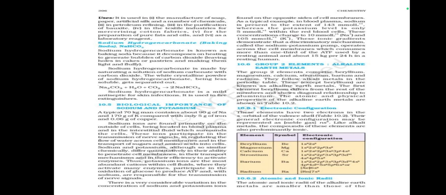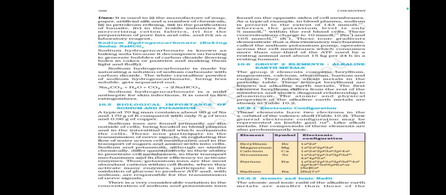These ionic gradients demonstrate that a discriminatory mechanism called the sodium potassium pump operates across the cell membranes, which consumes more than one third of the ATP used by the resting animal, and about 15 kilogram per 24 hours in the resting human.